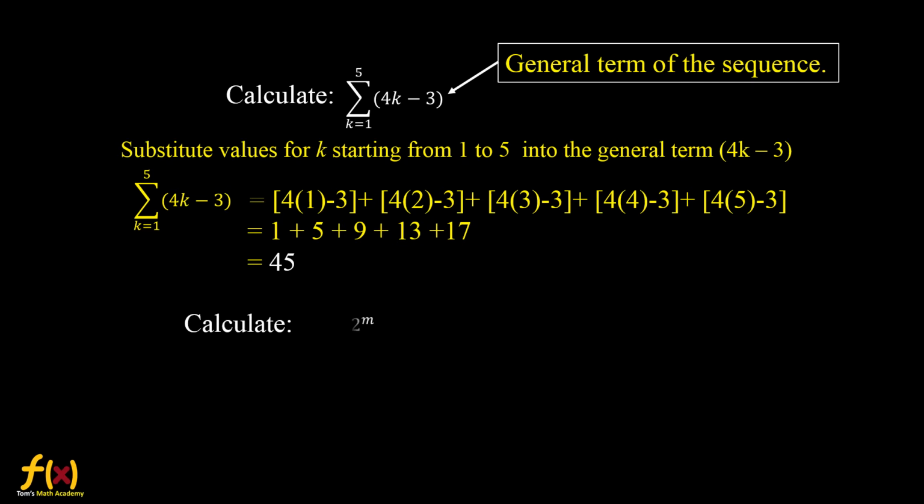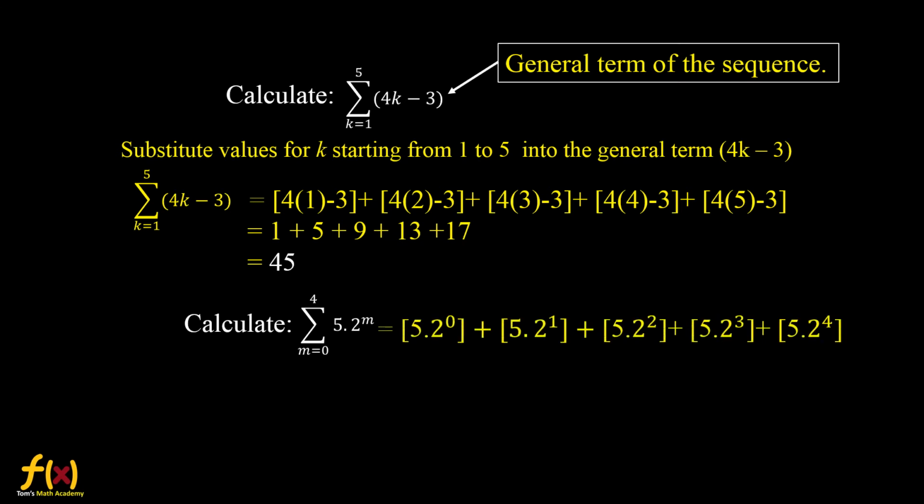Another example. Calculate sigma m equal to 0 to 4 of 5 times 2 to the power m. That is another geometric sequence, exponential. We use the values for m starting from 0 up to 4. Carefully substitute and use the calculator. We get all the numbers. Answer is 155.